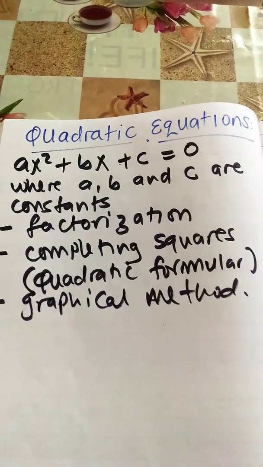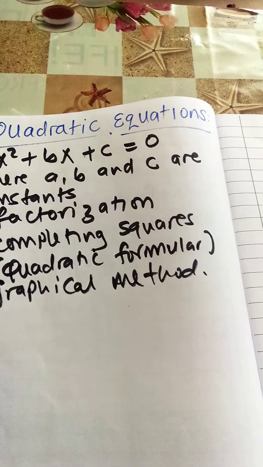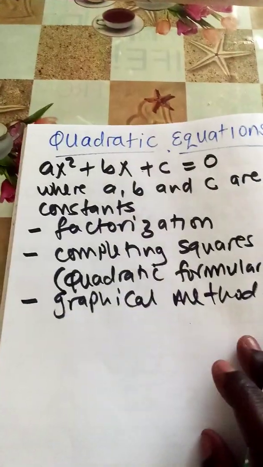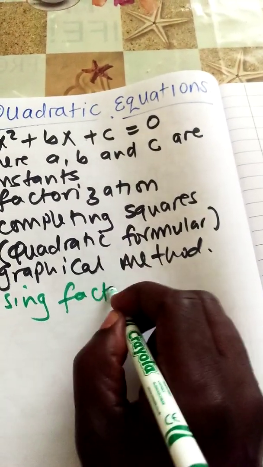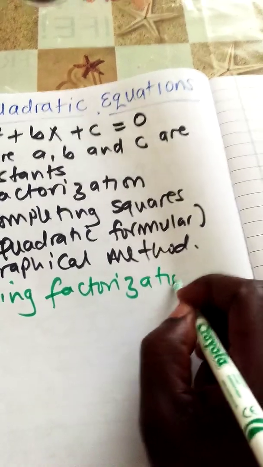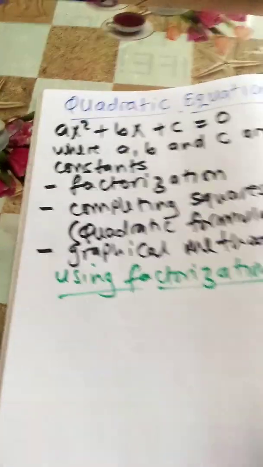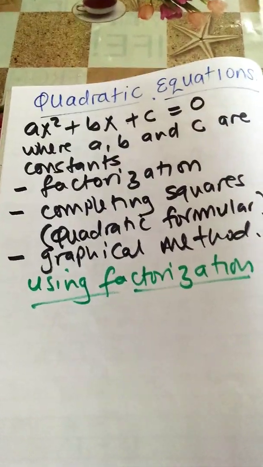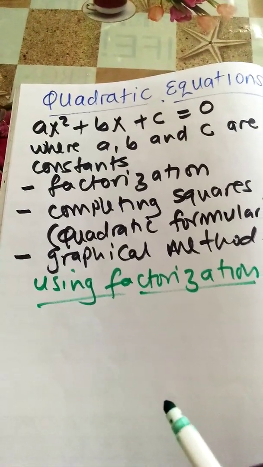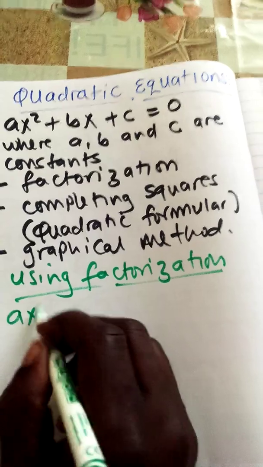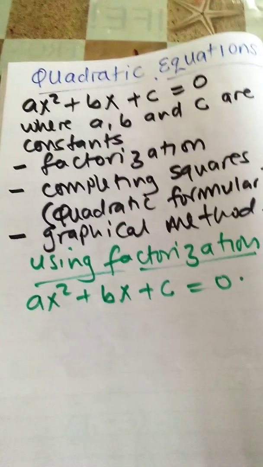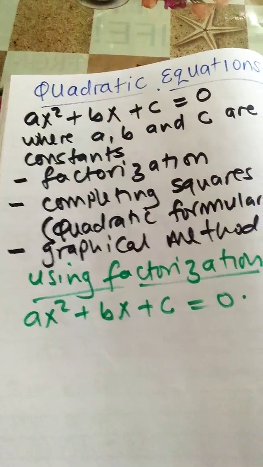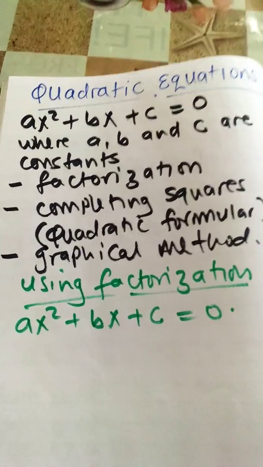So if you have to use factorization to solve a quadratic equation, there are basically a few things you need to note. They are the basic principles you have to follow. If you have your quadratic equation, which is ax squared plus bx plus c equals 0, we look at what we call the roots, the product of the roots and the sum of the roots.